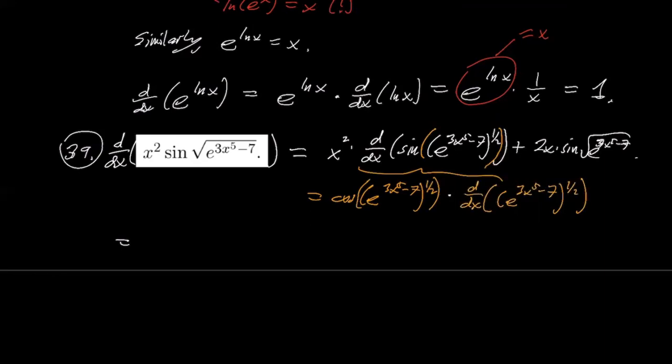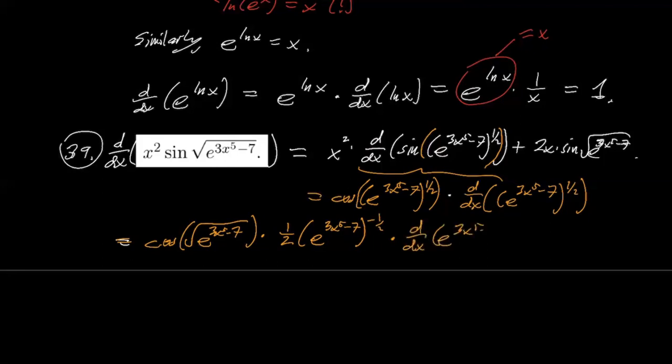Yes, look at that. Okay. Let's stick with the orange. So we've got this cosine of the square root of e to the 3x to the 5th minus 7 times the derivative. So times the derivative of the square root, right? So we get 1/2 e to the 3x to the 5th minus 7 to the minus 1/2. That's that layer. And then times the derivative of the inside. So the derivative of the e to the 3x to the 5th minus 7.